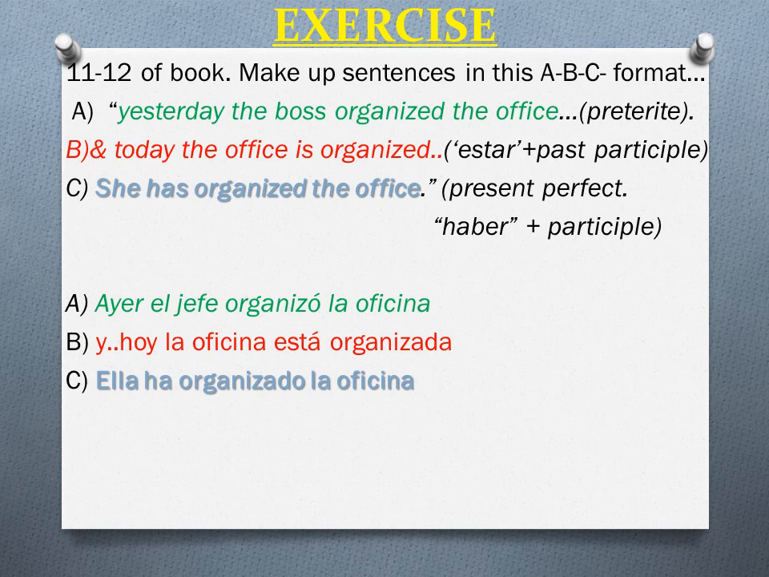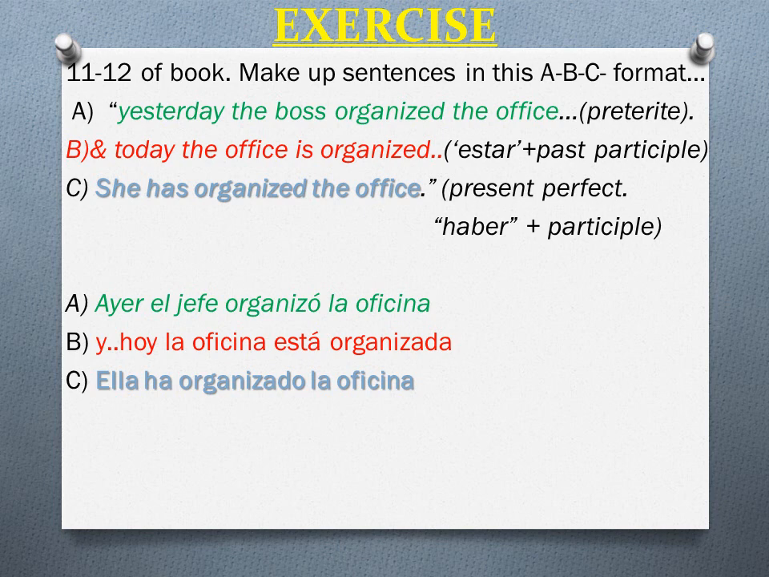Notice that A should be in the preterite, something already past, done. Today the office is organized is the verb estar, and it's describing the office in that moment. And now we have a past participle. Remember, it changes to a, o, as singular, plural, feminine. And finally, she has organized the office, the new tense that we have been studying.